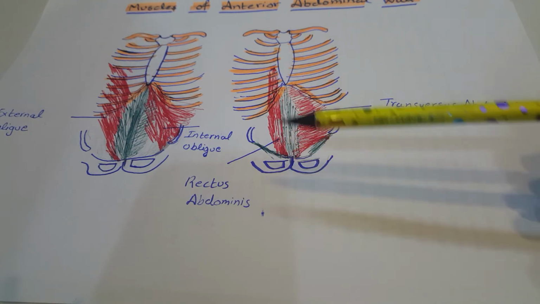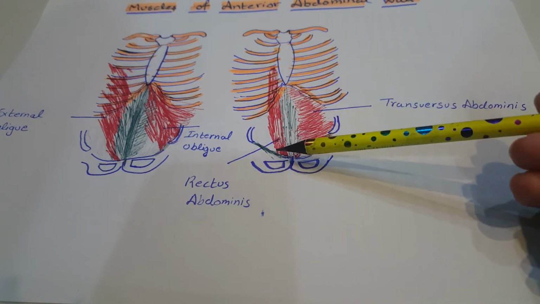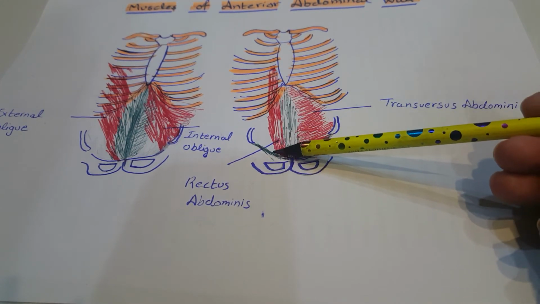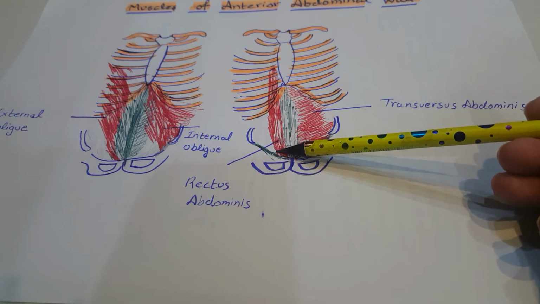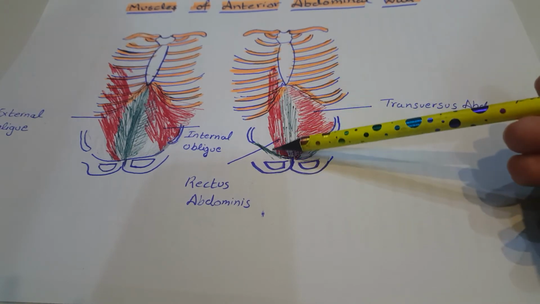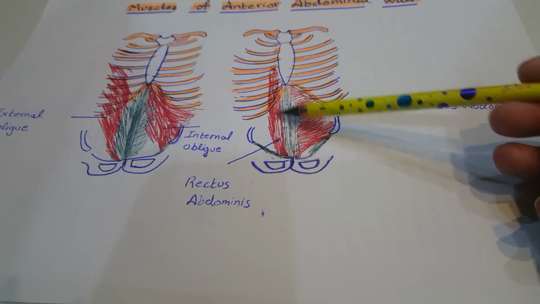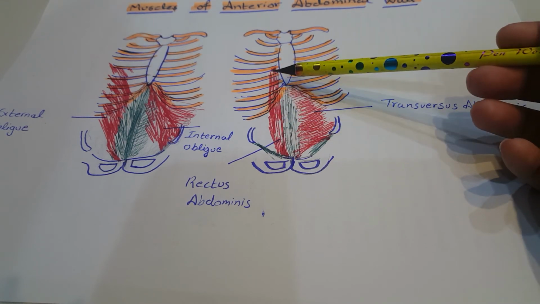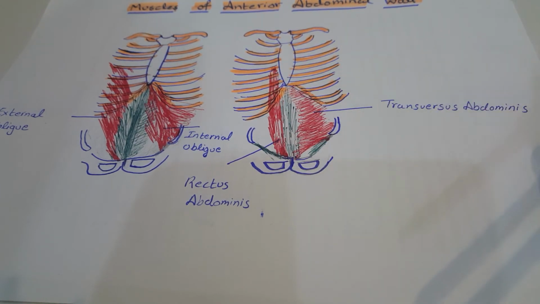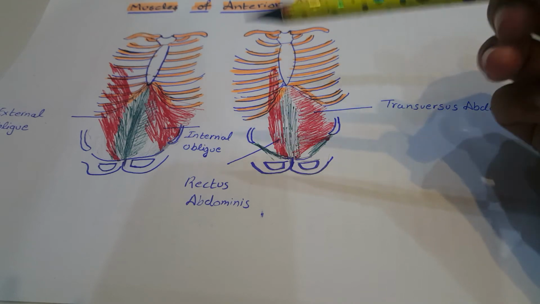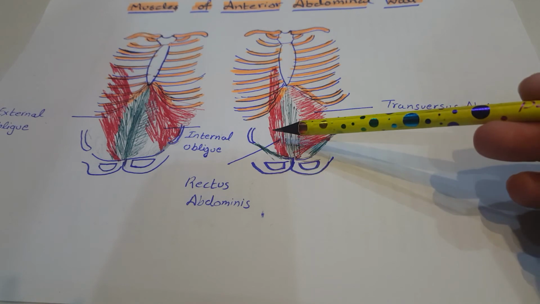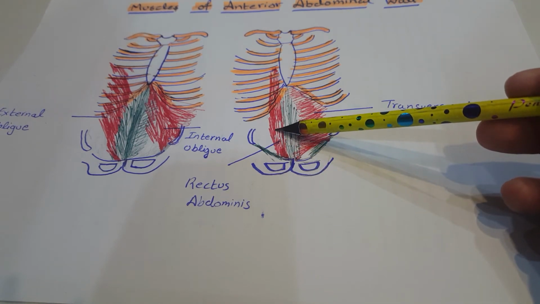Rectus abdominis muscle. Rectus abdominis muscle has two heads, lateral head and the medial head. Lateral head arises from the lateral part of the pubic crest, and the medial head arises from the anterior pubic ligament. Muscle fibers run upward vertically, and these muscle fibers are finally inserted over the 7th, 6th, and 5th costal cartilages. As you can see in the diagram, rectus abdominis muscle fibers are directed vertically upward. Rectus abdominis muscle is innervated by lower 7 thoracic nerves.